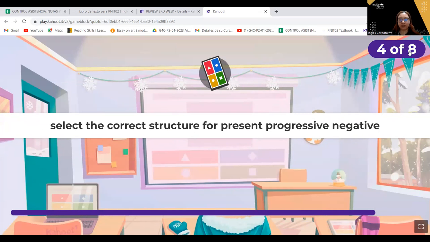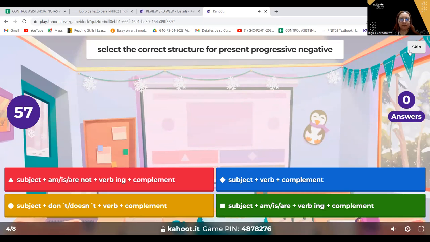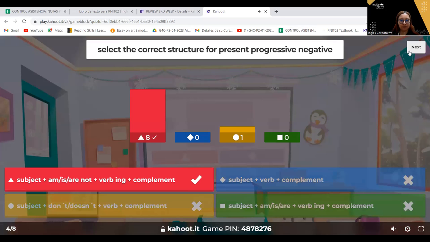Select the correct structure for present progressive negative. Present progressive negative form. Present progressive negative. Nos falta una respuesta, veamos. Good, 8 out of 9. This is the correct structure, right? Subject, verb to be, not, plus verb in ing.